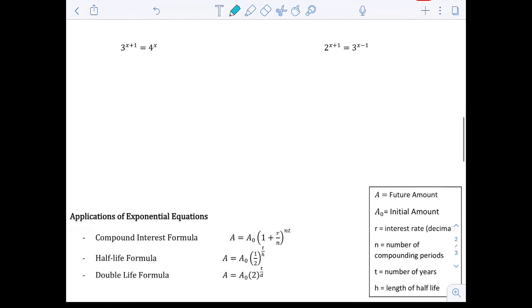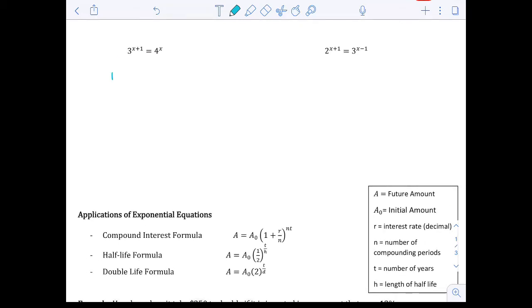What's happening with these ones? So, next one has 3 to the power of x plus 1 is equal to 4 to the power of x. I can't get common bases, right? I have 3 and I have 4. Not an easy way to do that. So I'm going to take the common log of both sides. We're going to have log of 3 to the power of x plus 1 is equal to log of 4 to the power of x.